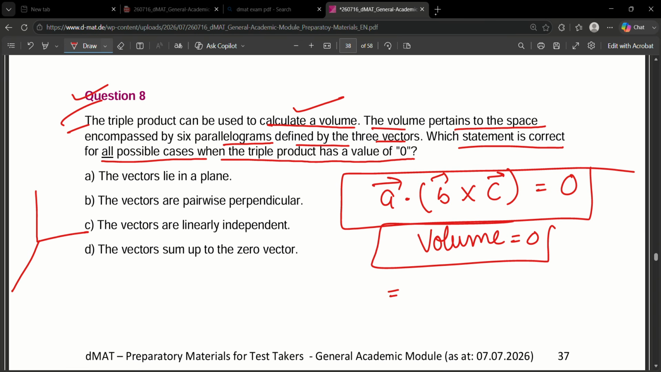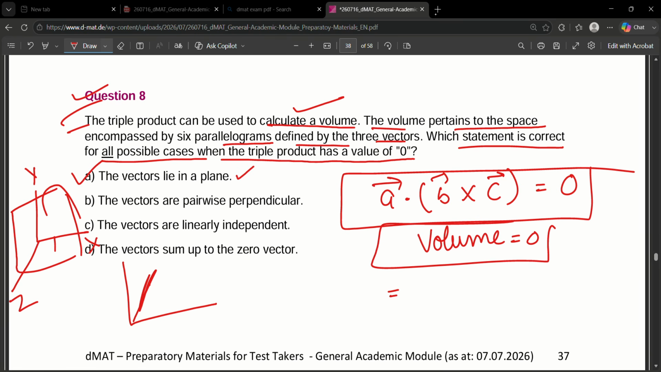We have three planes x, y and z. If all vectors lie in the same plane, then the volume of that shape, which has basically six parallelograms, whatever the shape it is, would be 0. So you just have to remember one thing in your mind: whenever vectors lie in the same plane, the volume would be 0.